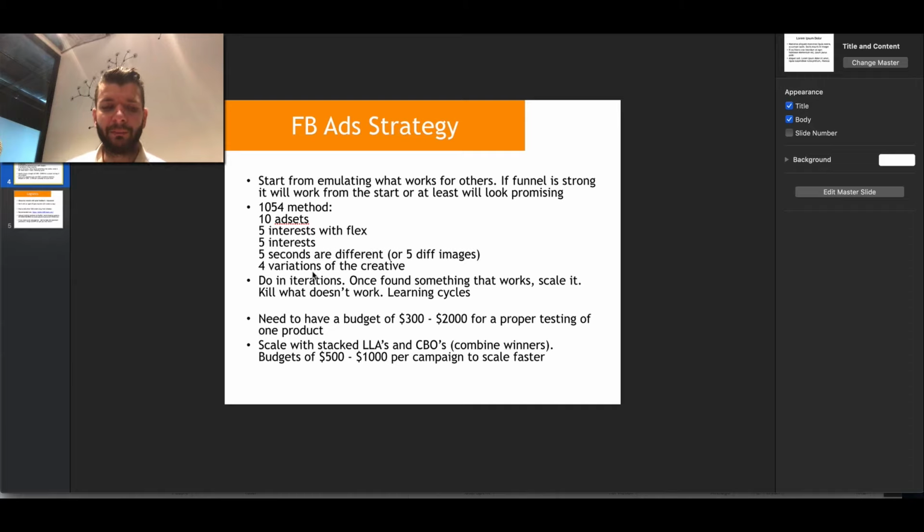Then with CBOs, we combine winners. We use $500 to $1,000 per campaign to scale faster. That's basically the setup we use. Scaling is very straightforward once your funnel is strong. You start with basic testing and do it in iterations, seeing what's working and what doesn't. As long as your funnel is good and promising, you will have good results.